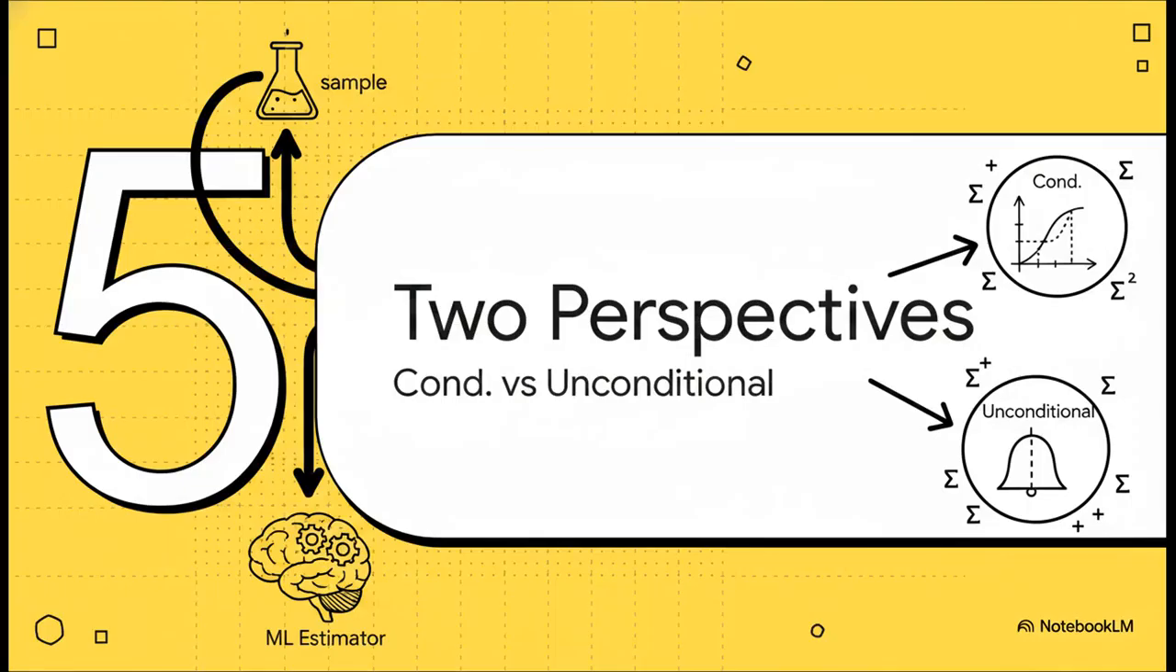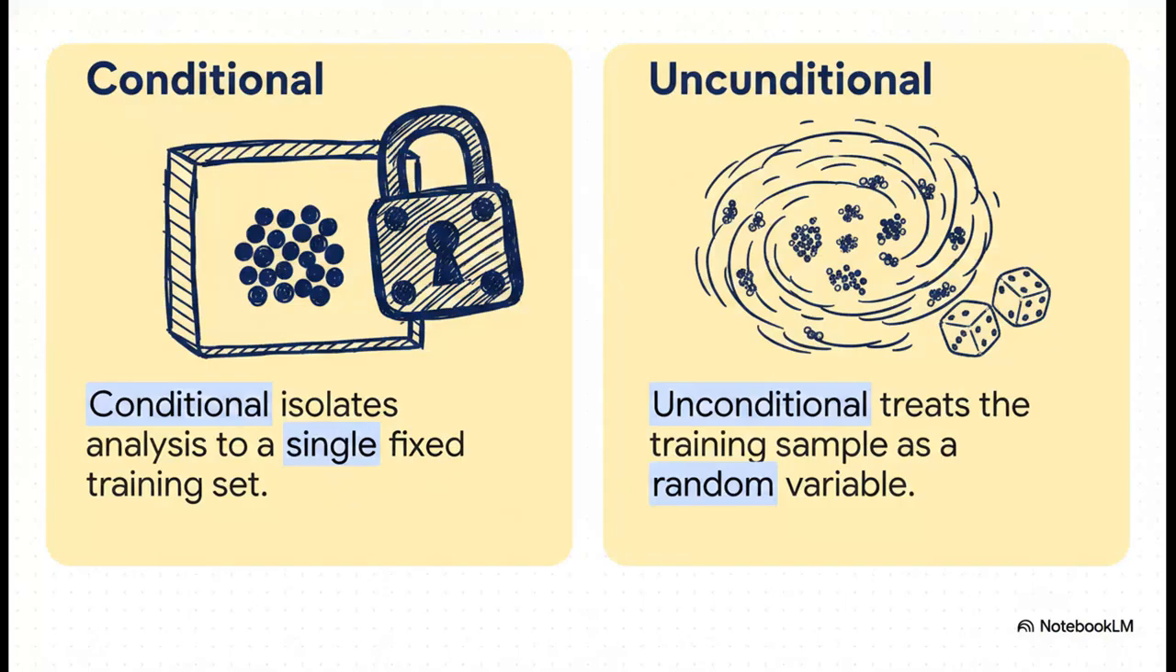Let's move to Section 5, Conditional vs. Unconditional Perspectives. Now, we must split our analysis into two distinct branches to really answer practical research questions. We juxtapose the conditional and unconditional perspectives. The conditional perspective forcefully isolates the analysis to a single realized training set. Our data set becomes one specific, fixed set of points. In contrast, the unconditional perspective treats the entire training sample as a random variable. It computes the expected case across all possible variable training datasets drawn from the distribution.